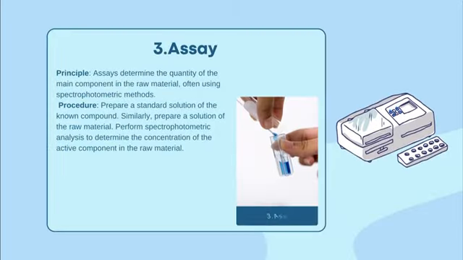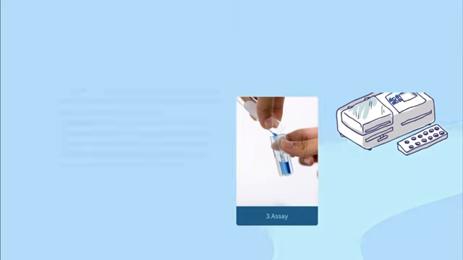3. Assay. Principle: assays determine the quantity of the main component in the raw material, often using spectrophotometric methods. Procedure: prepare a standard solution of the known compound. Similarly, prepare a solution of the raw material. Perform spectrophotometric analysis to determine the concentration of the active component in the raw material.